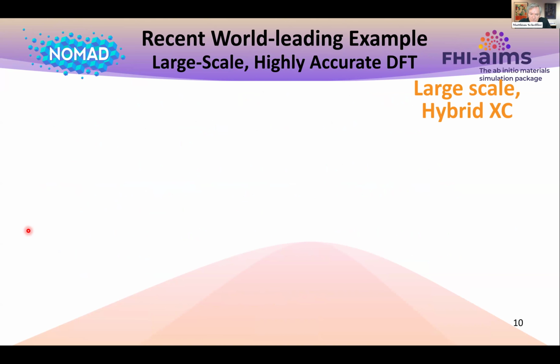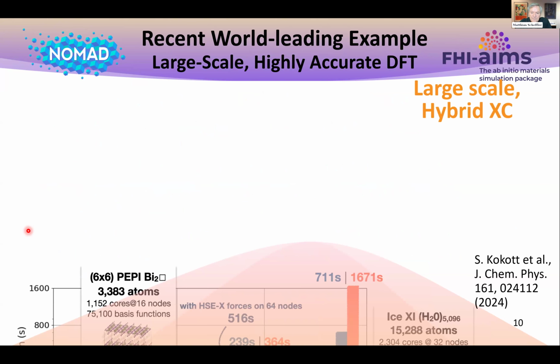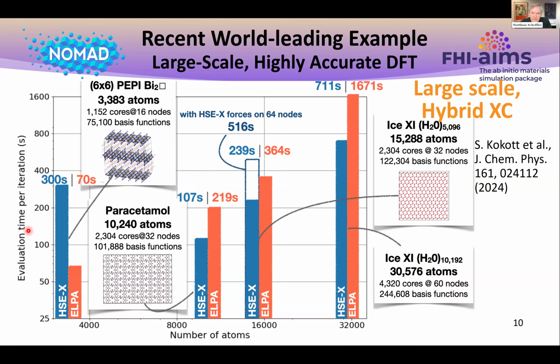This is probably a world-leading example, a calculation that was not possible 2 years ago: hybrid DFT studies for very large systems. This figure summarizes the computer time for systems of different sizes. That goes along the x-axis, 3,000 atoms to 30,000 atoms. The y-axis displays the wall clock time. The nonlocal exchange correlation part is shown in blue and the eigenvalue problem in red.